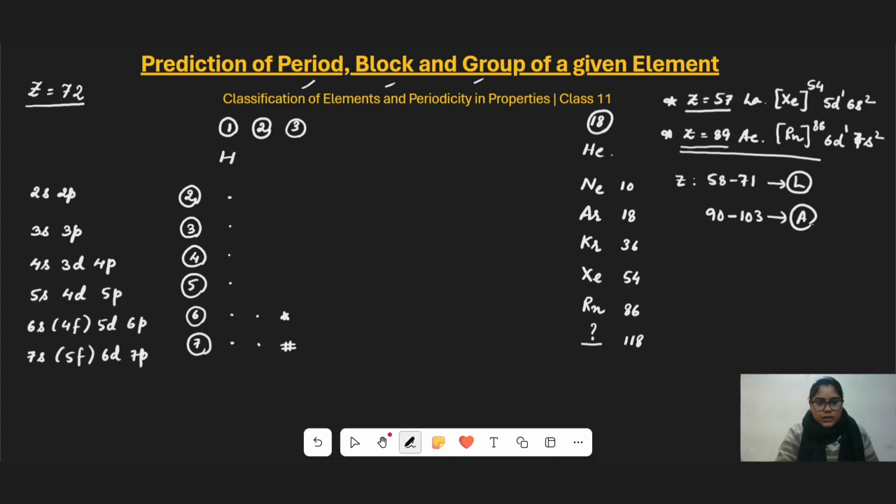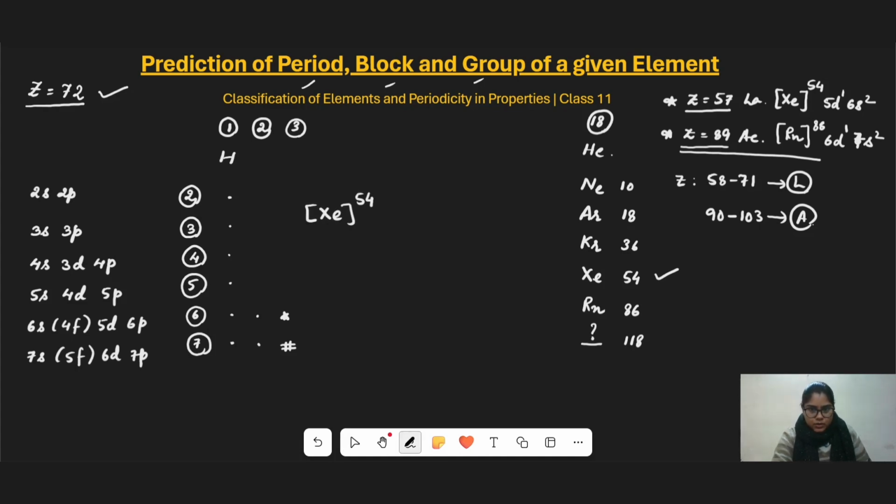Okay, fine. So now let's write the electronic configuration for an element with atomic number 72 using this data. So it is 72. What is the noble gas configuration just less than 72? It's 54. So that is the closed part that we will have. So it will be xenon 54.